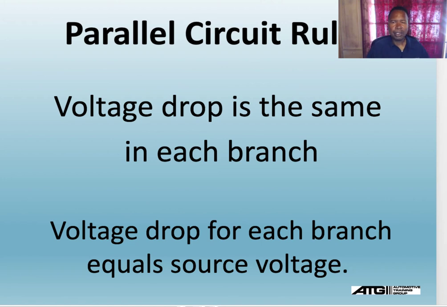Voltage drops the same in each branch. If I do a voltage drop on each light across the load, no breaks or interruptions in the circuit, I'm going to see source voltage on each leg. Going across the load, my red lead on the power side, my black on the ground side, on each leg, I should read source voltage. So the voltage drop for each branch equals source voltage.